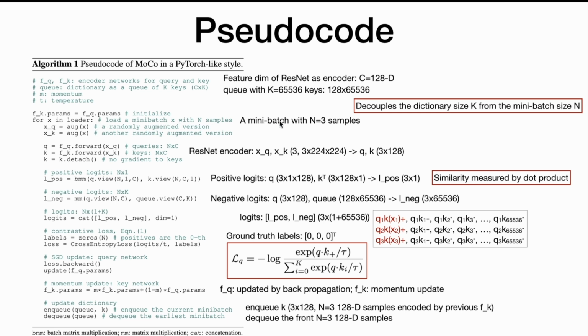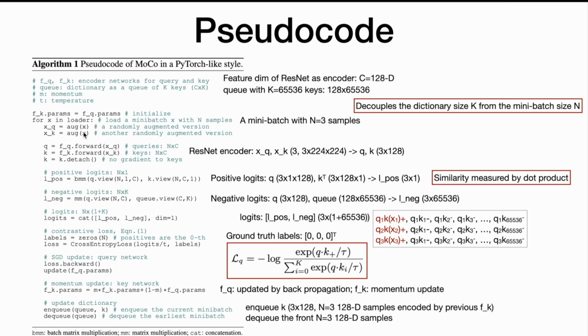So here we choose a small number of samples, like 3, as a mini batch. The advantage of doing this small mini batch is it decouples the dictionary size k from the mini batch size n. Because we maintain a large k, we can use a small n, and so that will decrease the requirement for memory usage during training.